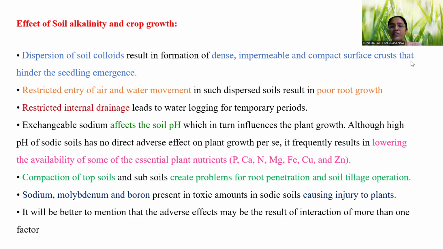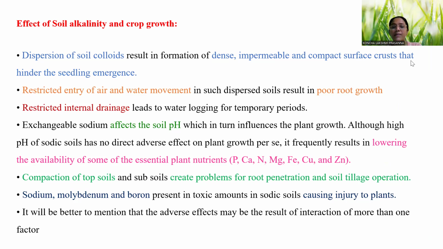At a higher pH, the availability of nutrients like phosphorus, calcium, nitrogen, magnesium, and iron, which are essential for plant growth, is affected, thereby affecting seedling growth, and the yield is also severely affected.